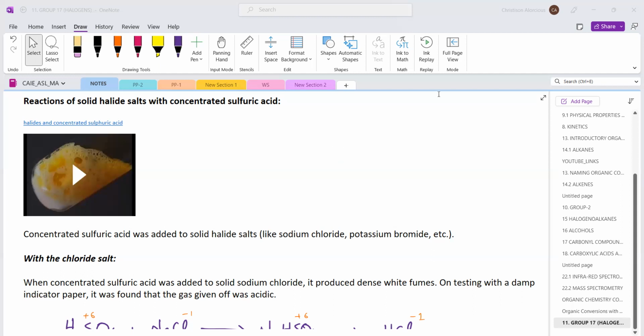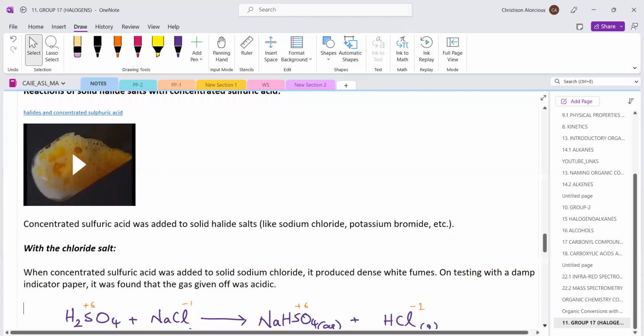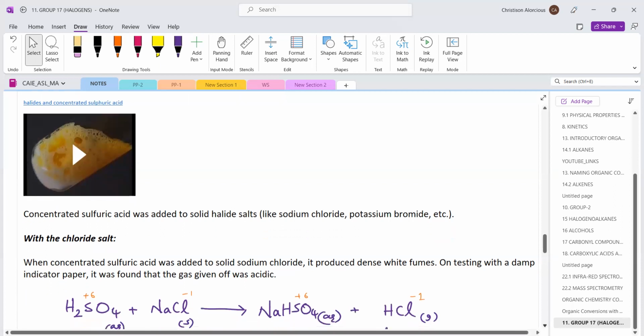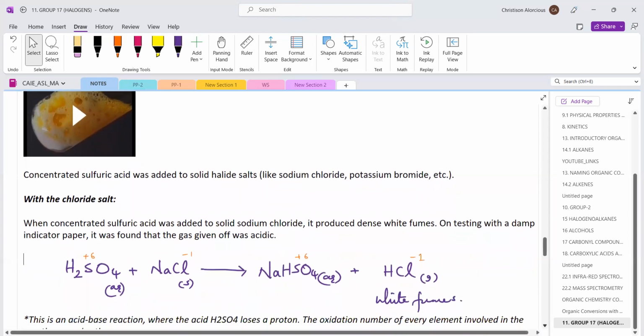With the chloride salt, let's say I take solid sodium chloride and add concentrated sulfuric acid to it. You find that it produces dense white fumes. We know dense white fumes are most probably hydrogen chloride. So you test it with damp indicator paper, and you find that the indicator paper turns blue to red, that is, acidic. If you're using a universal indicator paper or a pH paper, it turns red, showing that the gas is strongly acidic. Now, what happens is the sulfuric acid reacts with the sodium chloride.